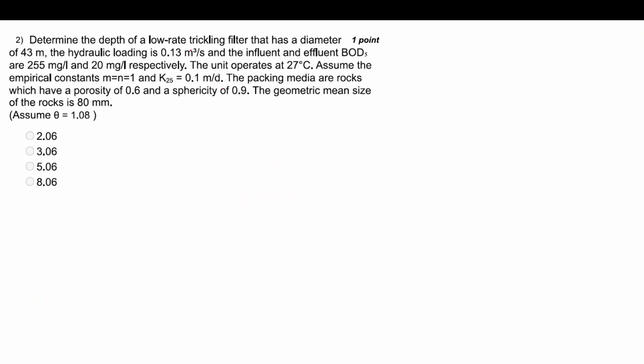Next question is determine the depth of a low rate trickling filter that has a diameter of 43 meters. Hydraulic rate is 0.13 meter cube per second. Influent and effluent BOD are given. It operates at 27 degrees Celsius. Empirical constants Mn and R1. K at 25 degrees Celsius is 0.1 meter per day. The packing media are rocks which have porosity 0.6 and sphericity 0.9 with geometric mean size 80 mm. Theta is given to you as 1.08.